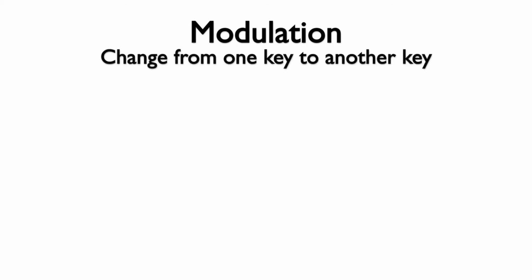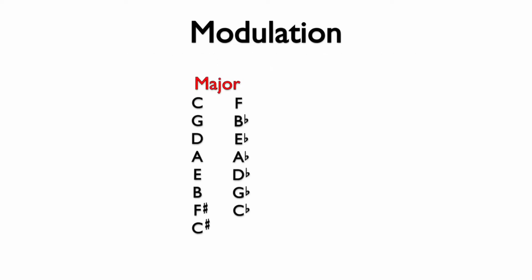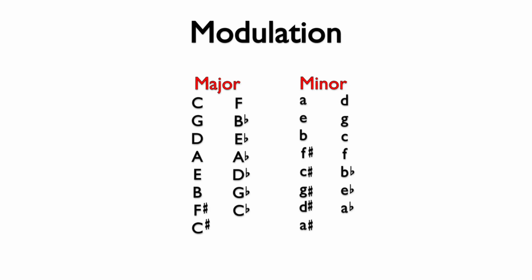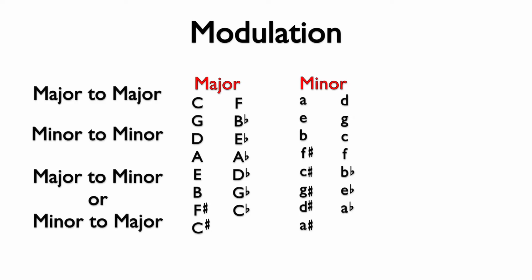Modulation in music refers to the change from one key to another key. In tonal music, there are 30 different keys, 15 major keys and 15 minor keys. A modulation can take place between any two major keys, two minor keys, or a major and a minor key, as long as the tonal center changes.